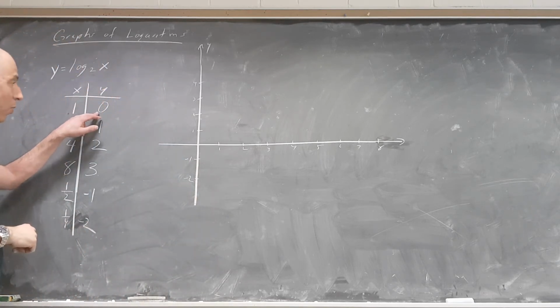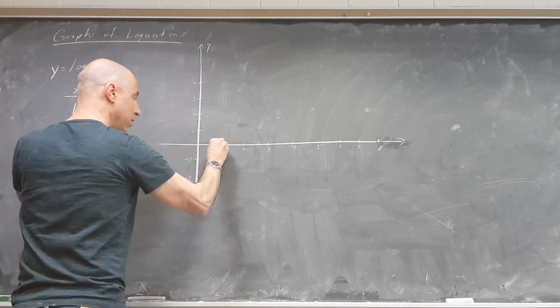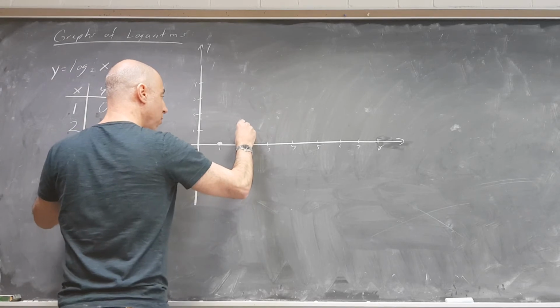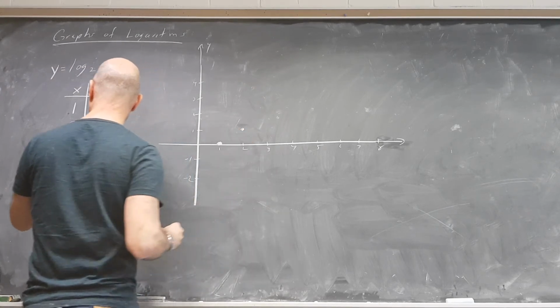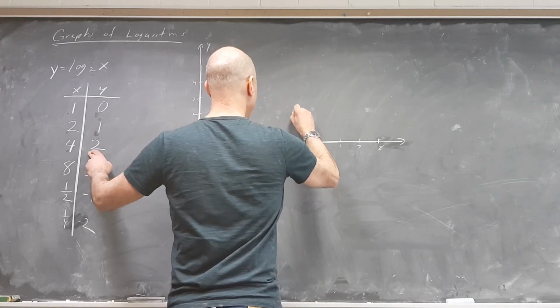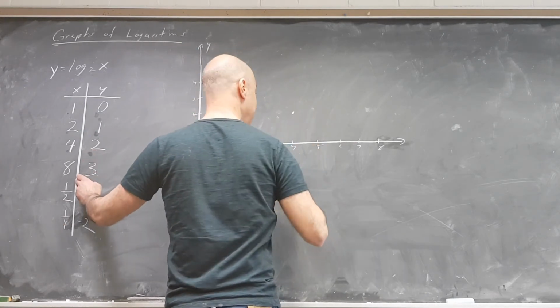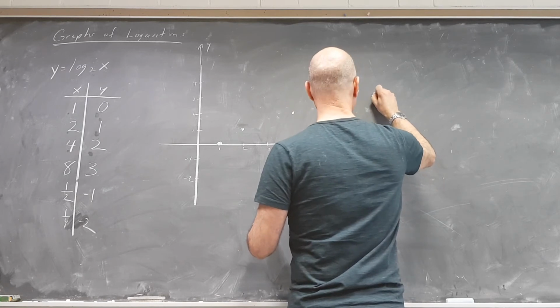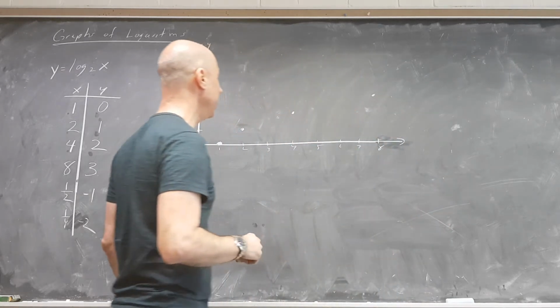Well, we have a point at 1, 0. We have a point at 2, 1, so over 2 up 1. We have a point at 4, 2, so over 4 up 2. We have a point at 8, 3, so over 8 up 3. Clearly, this is not a straight line.